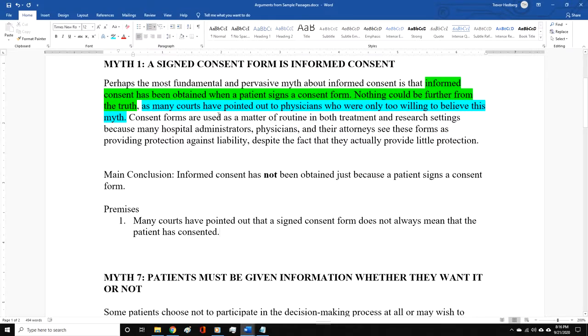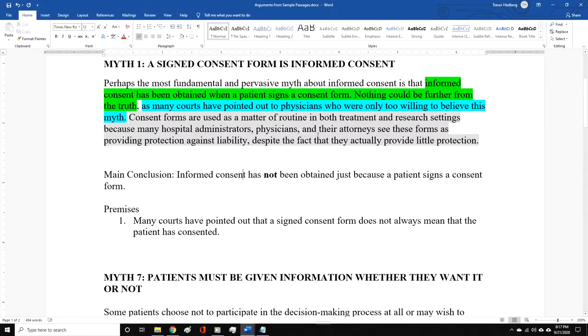It's because these consent forms are used so often as a matter of routine that people start to see informed consent forms as just being a matter of protection against liability. So this is almost like a separate idea from the actual main argument being put forward in this. So let's gray that out. There is an argument being presented here, and it would have this first passage as a conclusion, but this is not the main conclusion of the passage. This is not the main idea that the authors are trying to get you to come away with. This is just a separate, independent explanation of why this myth persists in a lot of clinical settings.